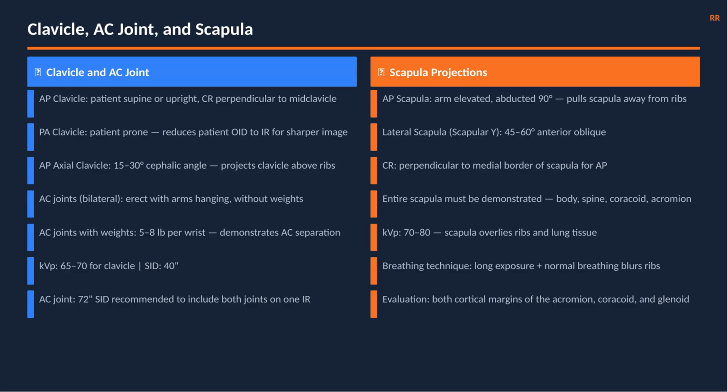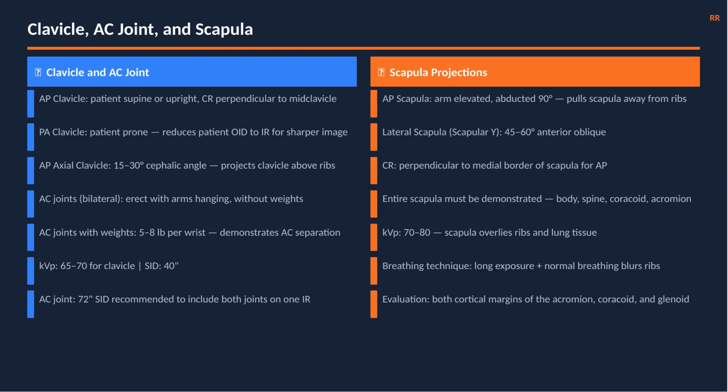AC joint bilateral. Patient erect, arms hanging at the sides without weights. Both joints on the same image for comparison. Then with weights, 5 to 8 pounds hung from each wrist. The wrist, not the hand. The weight must hang freely to relax the shoulder. Acromioclavicular separation is diagnosed by comparing joint space width between the non-stress and stress views. 72-inch SID recommended to include both joints on one image.